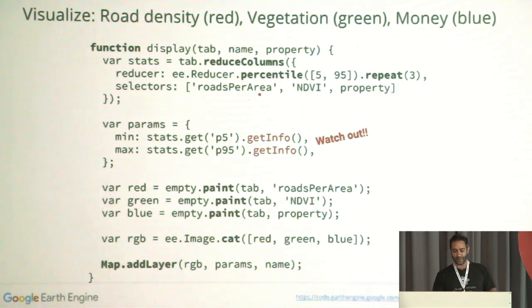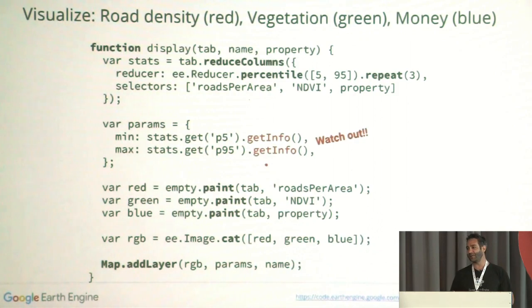So here it is. I'm just reducing the columns just to get visualization parameters for these data. And specifically, I want to know what the 5th and the 95th percentile are in each of these columns. So here's my display function. Reduce the columns, a percentile with 5 and 95, repeated 3 times, once for each property. And now I want to turn those stats into visualization parameters.